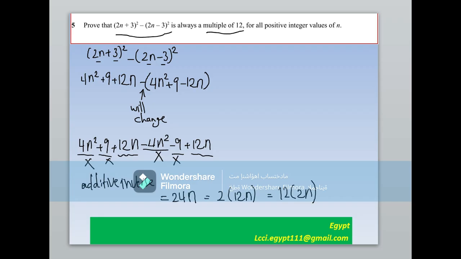This explains a multiple of 12 for all positive integer values of n, which means a multiple of 12. Thank you, my dear students.